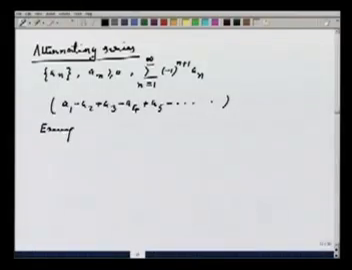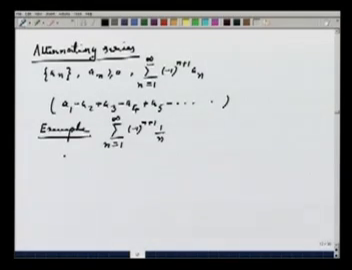The particular example we have in mind is this series, summation n from 1 to infinity, minus 1 to the power n plus 1 times 1 by n. So the series looks like, if I look at first n equals 1, then the first term is 1, then minus half, plus 1/3, minus 1/4, plus 1/5 and so on.